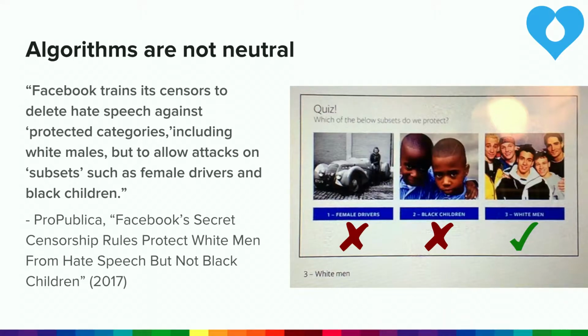Or in this case, the study was from a couple of years ago, in 2017, when Facebook was training the moderators, they had this idea that the censors don't allow hate speech against protected categories, like white males, but it's okay to have hate speech against subsets, which they define as female drivers or black children. So again, it's people making a lot of assumptions as they're making these rules because they see themselves as the default or as they think they understand the categories. And they're literally building bias into the systems that we're using to communicate with each other.